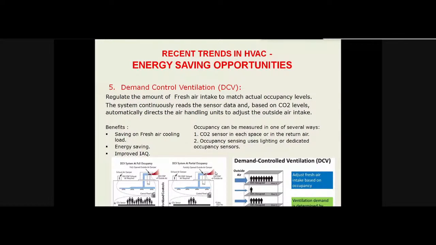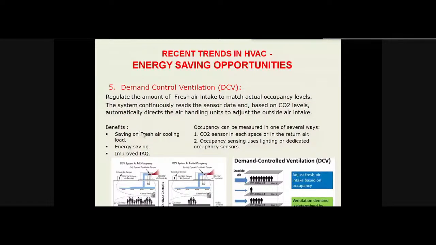The 80 CFM, not only in the CFM saving, the 80 CFM we are reducing. Accordingly, our energy is saved. Only 120 CFM is required for the current situation. So what is the demand? Accordingly, the fresh air will be given to the conditioned area. So that is called demand control ventilation.